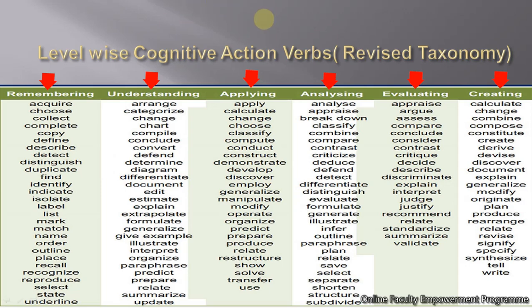So these are the possible action verbs under the revised taxonomy. Whenever we prepare learning objectives, or whenever we test the knowledge of the student in the question paper, we are supposed to use these action verbs when following the Bloom's taxonomy model.